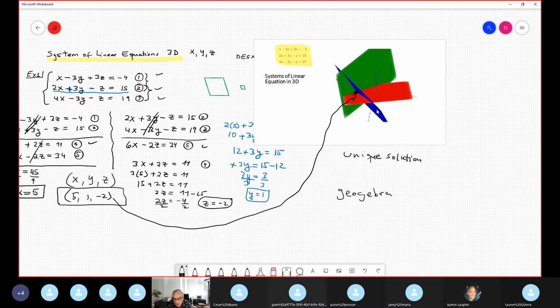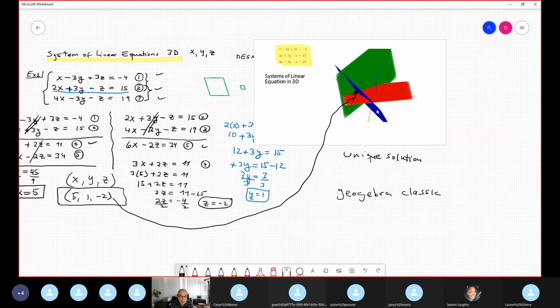There are different versions of GeoGebra in the market. GeoGebra Classic. Okay, so you go to Google Chrome. I use Google Chrome, it's my browser. You put GeoGebra Classic and you open that.